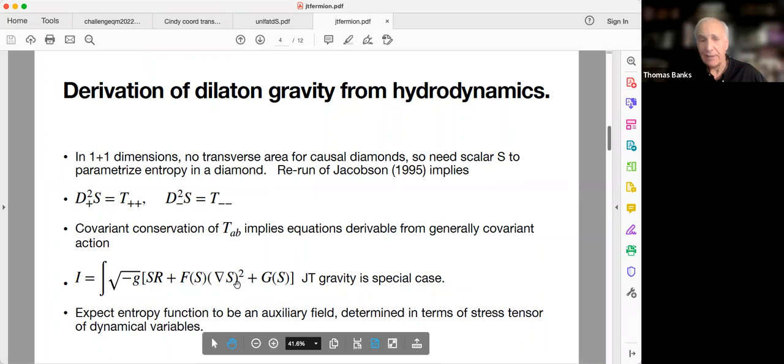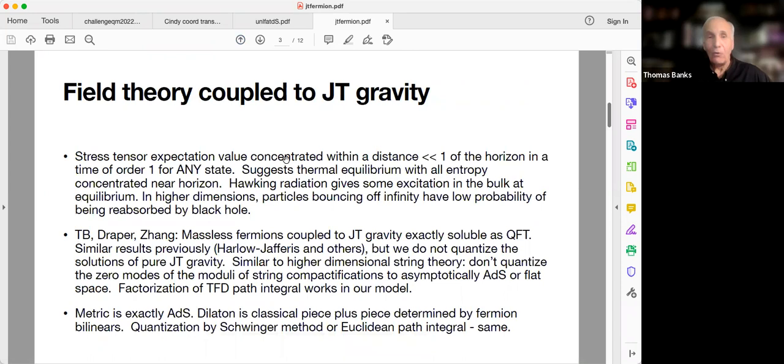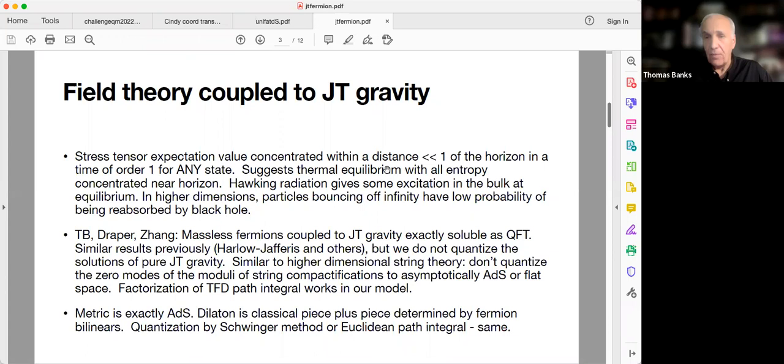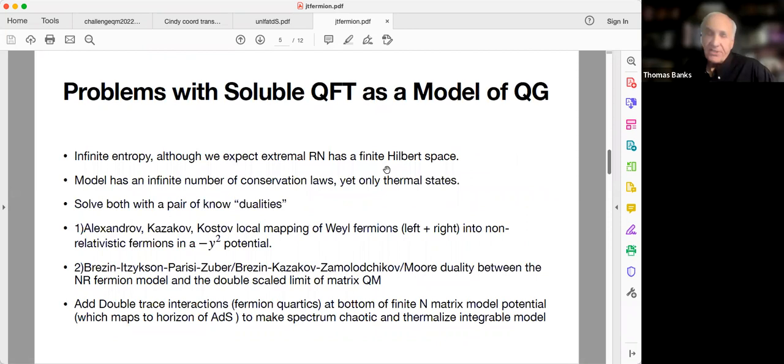So that function is expected to be an auxiliary field determined in terms of the stress tensor of the dynamical variables. And if I can remind you what I just said about our way of quantizing field theory coupled to JT gravity, the dilaton field S has exactly that property. The dilaton has its classical part plus a piece that's determined by the expectation value of fermion bilinears in whatever state you're in. Okay. So we now have a soluble model of quantum field theory and a way of thinking about it as describing JT gravity coupled to fermions.